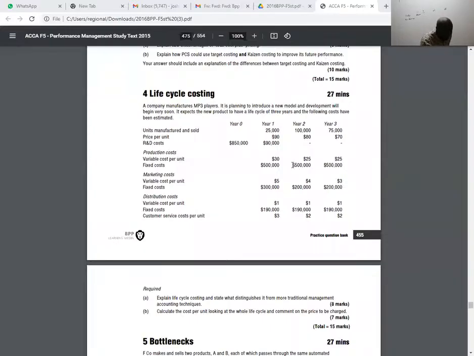Like now, ladies and gentlemen, I can see variable cost per unit. Year 1, it is 30. So I'll say 30 times what here, somebody? I hope you're able to see the number of units manufactured up there. 30 times 25,000. Because remember, life cycle costing is about total. For year 1, I'll take 30 times 25,000. Year 2, I'll take 25 times 100,000. Year 3, I'll take 25 times 75,000, like that. So please give me figures here.